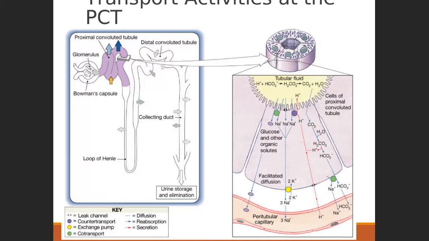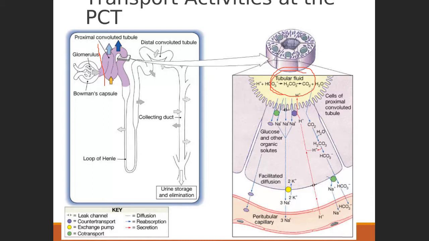So we'll look at it on the diagram here first, and in just a moment we're going to start applying this to the whiteboard. But we're going to use this diagram to start to orient us first. Here is your tubular fluid. Remember, it's a cross-section of our peritubular capillary.